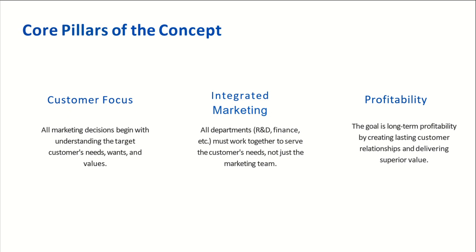So, the core pillars of the concept. The modern marketing concept rests on three specific pillars that hold the strategy together. First is customer focus. Every decision starts here. We must begin by understanding the target customer's needs, wants, and values before we even make the product. Second is integrated marketing. It is not enough for just the marketing team to care about the customer. Every department from R&D to finance must work together to serve the customer's needs. Third, profitability. Finally, the goal isn't just quick sales, the goal is long term profitability achieved by building lasting relationships and delivering superior value. Now we move on to the next slide.